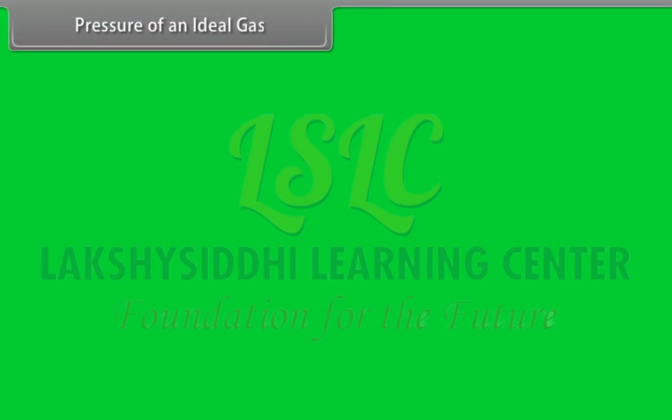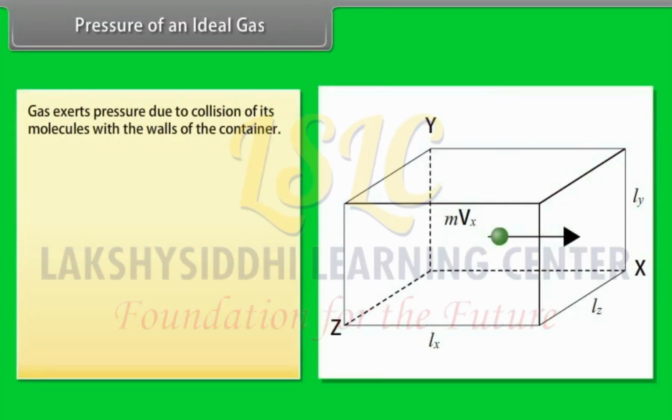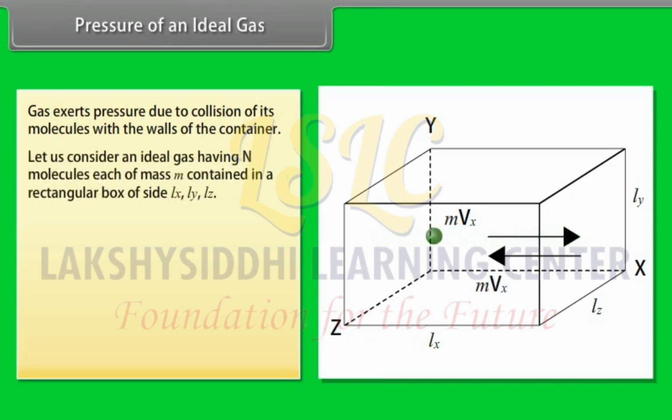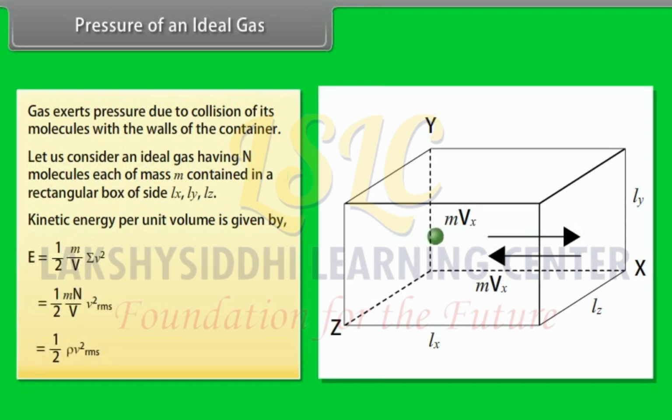Pressure of an ideal gas. Gas exerts pressure due to collision of its molecules with the walls of the container. Let us consider an ideal gas having n molecules, each of mass m, contained in a rectangular box of side Lx, Ly, Lz. Kinetic energy per unit volume is given by E is equal to half rho v RMS squared.